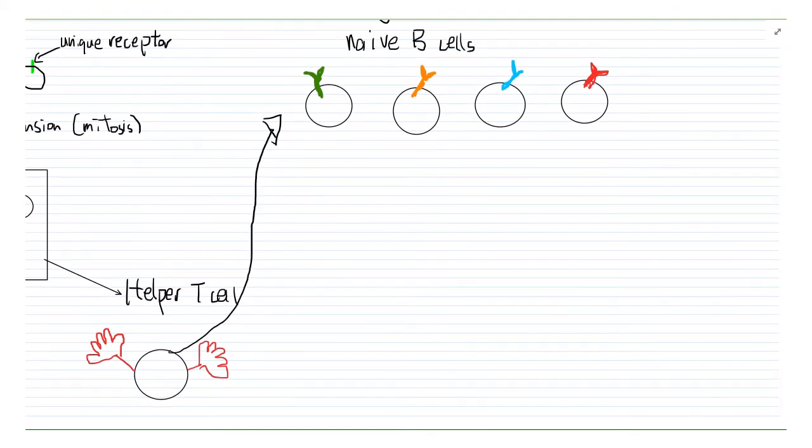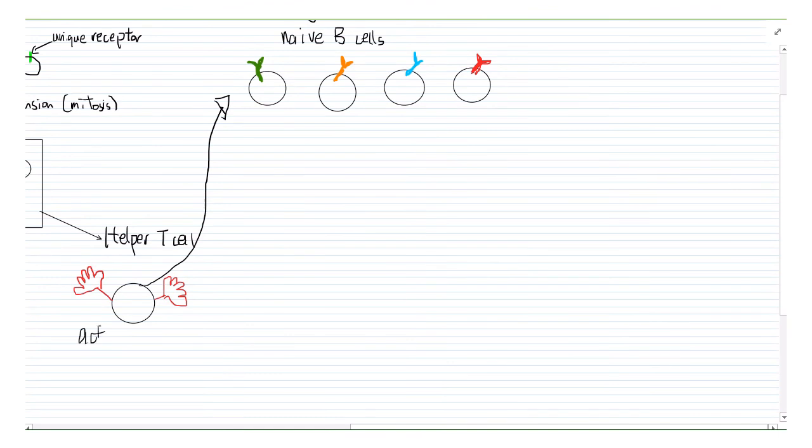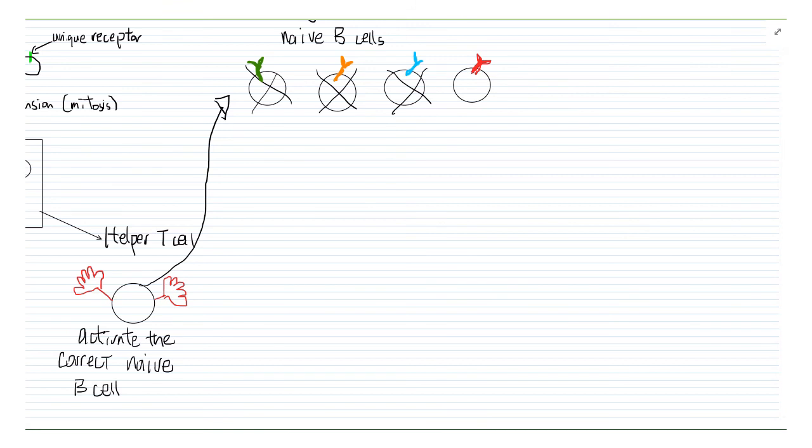Okay, it's going to help activate the correct naive B cell. So it's going to check with this one: do you have the right receptor, the right antibodies, to deal with the infection? Green is not the one we're looking for, and orange is not the one we're looking for. Blue is not the one we're looking for, and so it will find the right one. And when it does, this would be the chosen one.